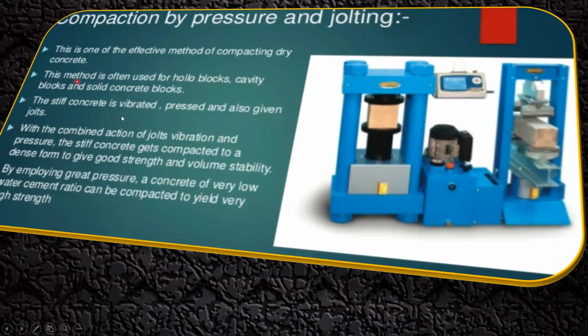The stiff concrete is vibrated and pressed and also given a jolt, right? Jolt is a kind of vibration that you try to give. So with the combined action of jolt, vibration and pressure, the stiff concrete gets compacted to a dense form to give good strength and volume stability, right? We'll try to see how it works. This is not the actual figure for that, okay? Don't look into this. I'll show how it is done.